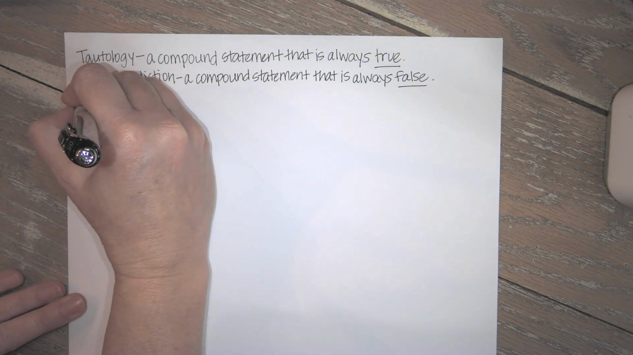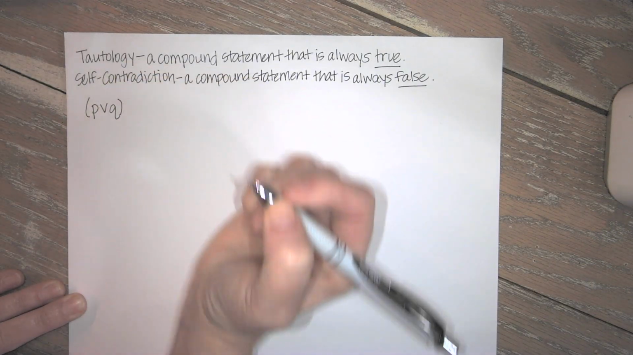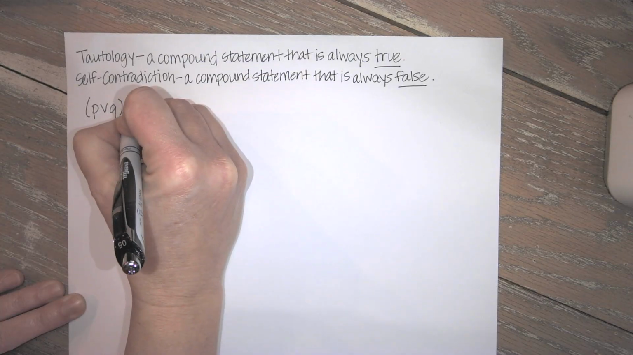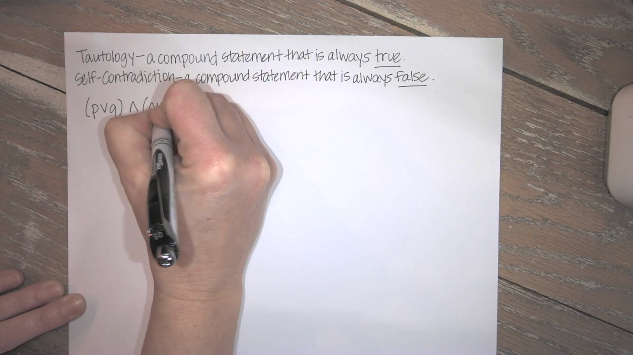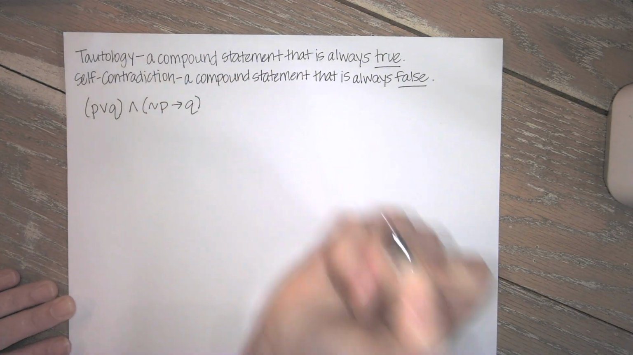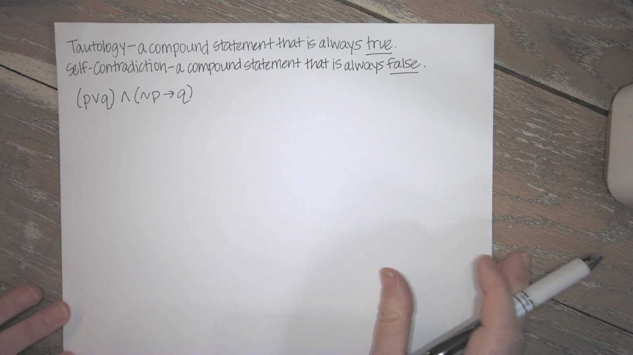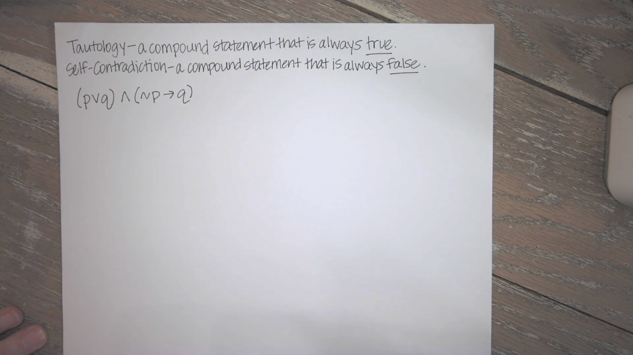So if you are given a compound statement, here we have (P or Q) and (not P, if not P, then Q). Okay, so we have this compound statement. We want to know if it is a tautology, a self-contradiction, or neither. So we will build a truth table for this statement, and we will look at our final column and analyze whether it is either of these or neither, based on the truth values we get in that final column.